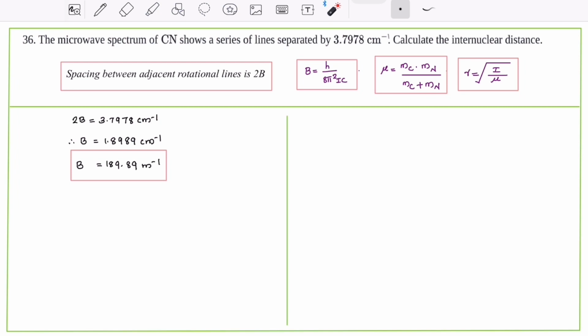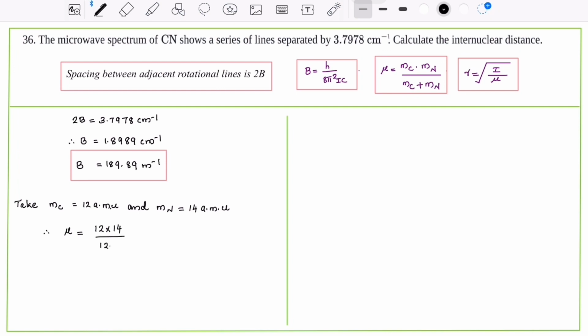Now let us find out the reduced mass mu. It is equal to mass of carbon into mass of nitrogen by mass of carbon plus mass of nitrogen. Take mass of carbon is equal to 12 atomic mass unit, and mass of nitrogen is equal to 14 atomic mass unit. Then the reduced mass is 12 into 14 divided by 12 plus 14 into 1.66 into 10 raised to minus 27 kilogram, or mu is equal to 1.07 into 10 raised to minus 26 kilogram. This is the reduced mass.